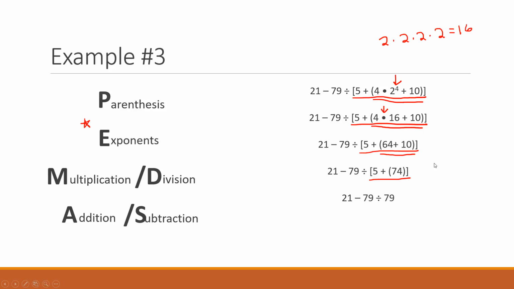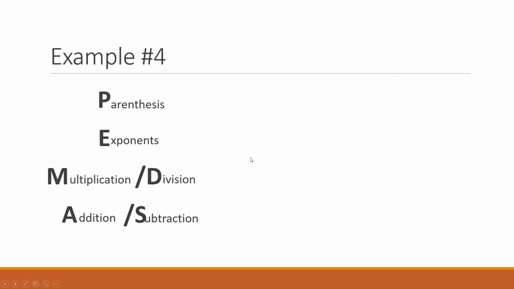Now our last step, should we subtract or divide first? And if we look at PEMDAS, we see that division comes before subtraction. So 79 divided by 79 is 1. So we got to make sure that we did that division first. And then 21 minus 1 is just 20. And that is it on that problem. So as you can see, breaking it down step by step and going slowly is very important to be successful on these problems.